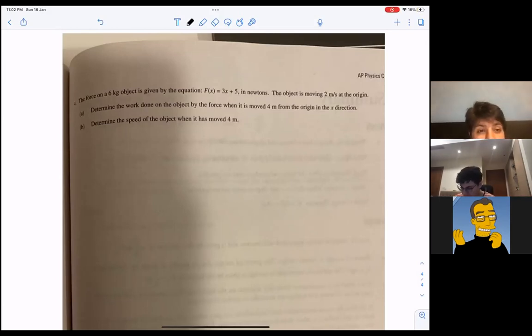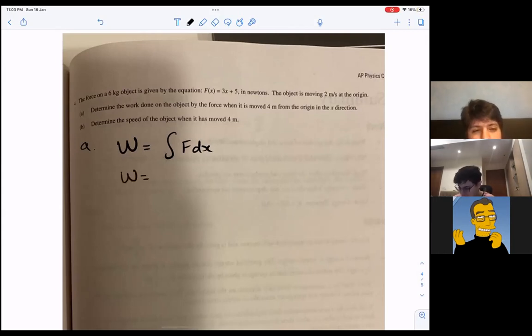The force on a 6 kg object is given by the equation f of x is equal to 3x plus 5, in newtons. The object is moving 2 meters per second at the origin. A. Determine the work done on the object by the force when it's moved 4 meters from the origin in the positive x direction. So what I'm thinking is, the second equation for work is the integral of f dx. Right, and I know the equation for force in this case. Therefore, to find work, I can just find the integral of the force equation, which will become 3x squared over 2.